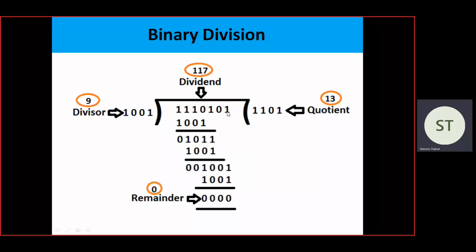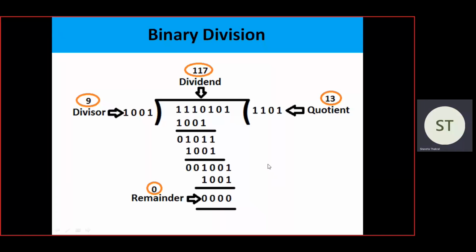Now we forward one more bit, that is 1, here. So we have 1001. The quotient here is 1, and here we put 1001. When this 1001 is subtracted from 1001, finally we get the remainder 0000. So the quotient we get here is 1101, and the remainder we are getting here is 0.